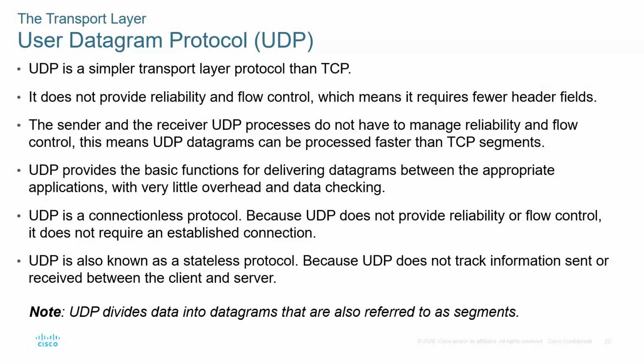No sequence numbers are placed. You just chop the data up into segments, put the port numbers on them, and send them out. That's all UDP does. All right. So please take all these bullet points for UDP. Write that down as well.